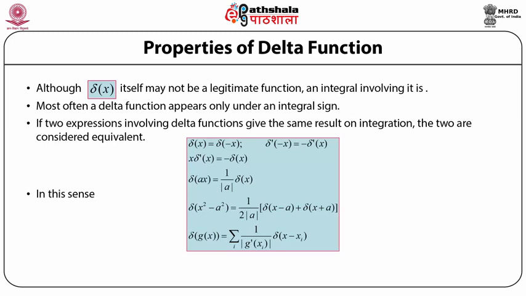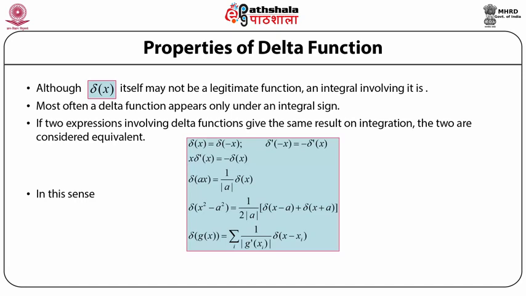Using these definitions, we can then write x times delta prime(x) is equal to minus delta(x). Also, delta(a x) is equal to 1 upon modulus of a times delta(x). And delta(x square minus a square) is equal to 1 upon twice modulus of a, times bracket open delta(x minus a) plus delta(x plus a) bracket close.